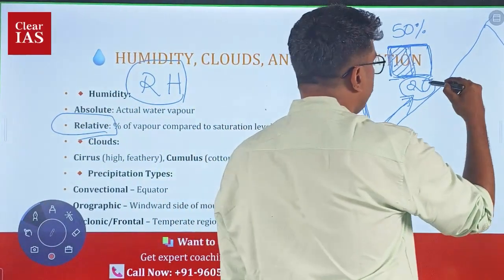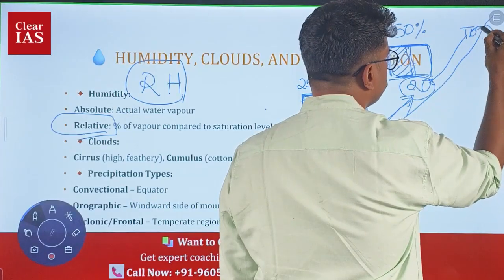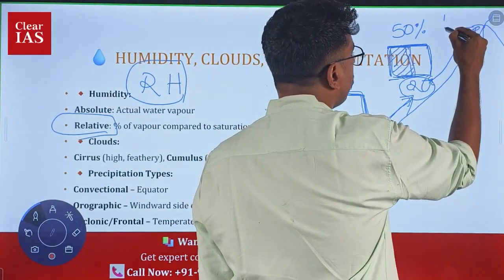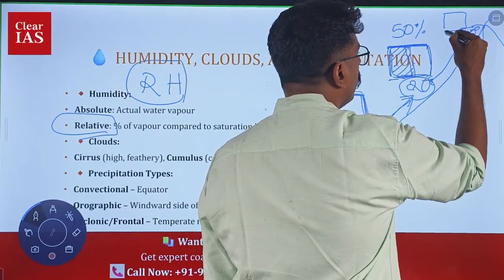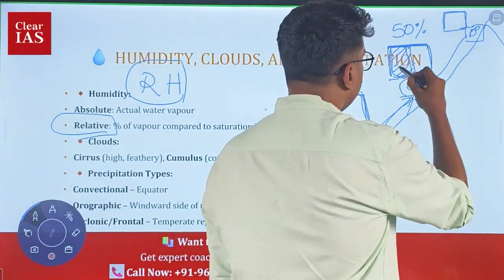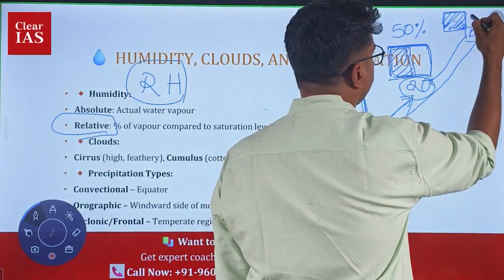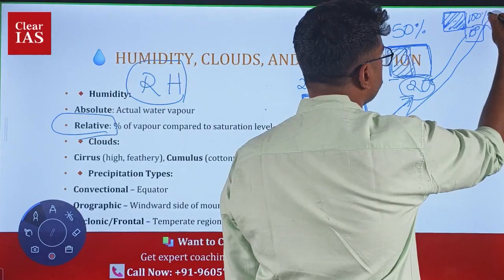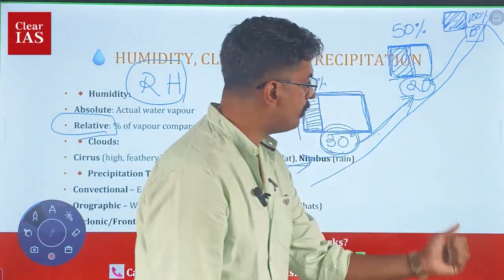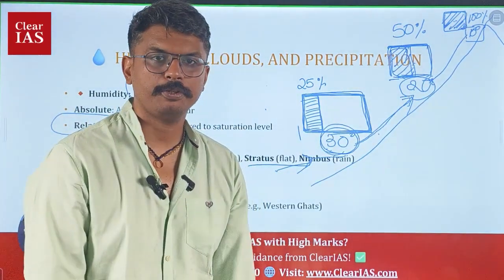Now, again, when the air rises from 20, we are just taking examples. So at 10 degrees, the temperature goes down. Now the carrying capacity has still gone down. The air can carry only this much water vapor, and this water vapor is filling, it's fully saturated. So at this point, we call it 100% saturation.